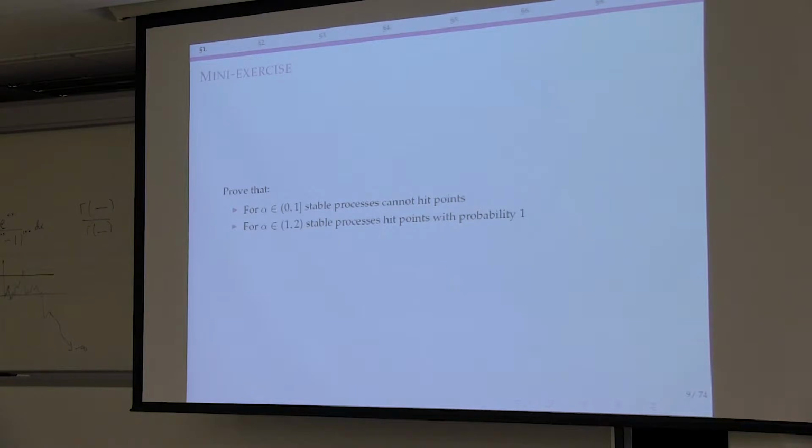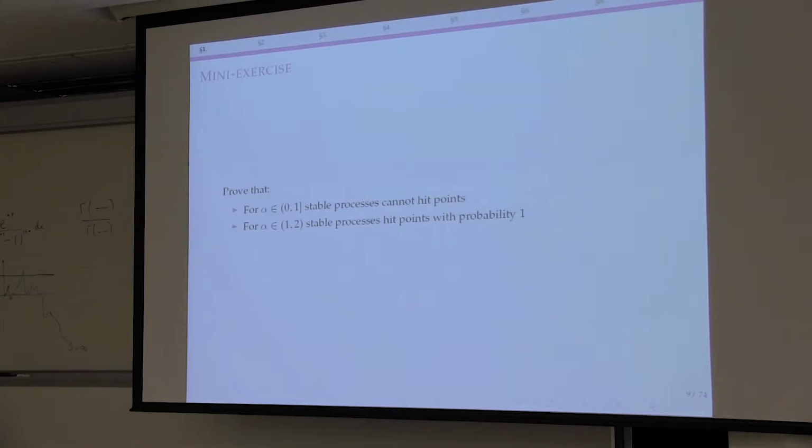Okay, so here's your first exercise. This is easy. Prove that if alpha is between 0 and 1, so again, remember I always want up and down jumping stables, prove that this thing can't hit points if alpha is between 0 and 1 inclusive, and if it's between 1 and 2 inclusive, it can, and it can with probability 1. 6 o'clock, I want to see the answer on the board.